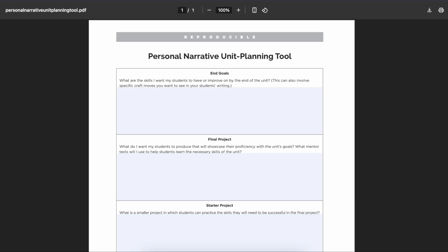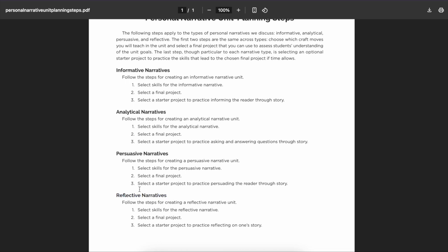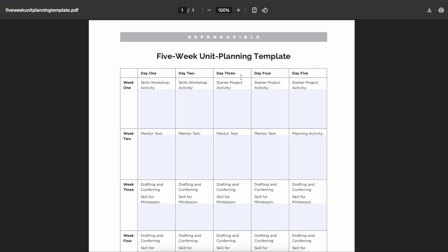Now they have a ton of other resources, including kind of unit planning steps for different types of narratives. So it'll say, kind of basically select the skills, final project and starter project for each of these. And I also love they have a 3, 4, and 5 week unit template. So here's kind of a glimpse.